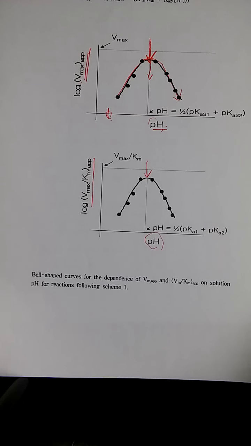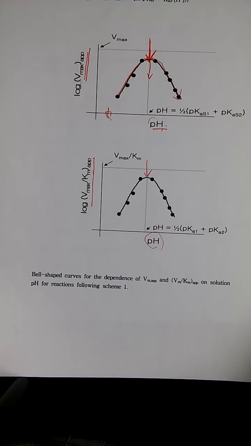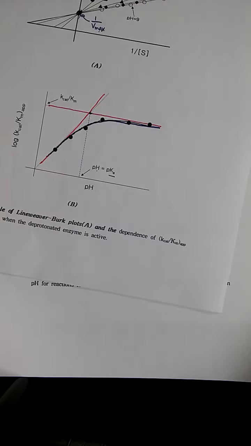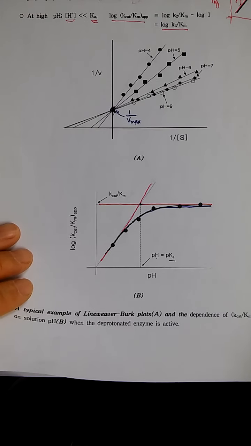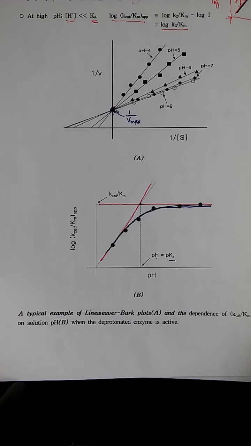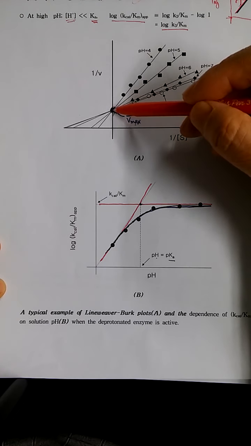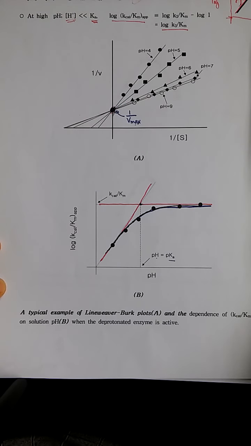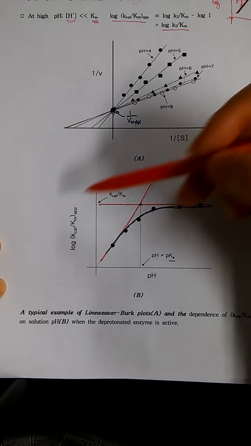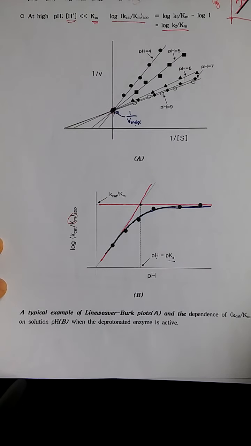For example, in this first example, where you have an enzyme which is active in the deprotonated state, we have a common Vmax value, and this Vmax value is independent of solution pH, while the Km value depends on solution pH.